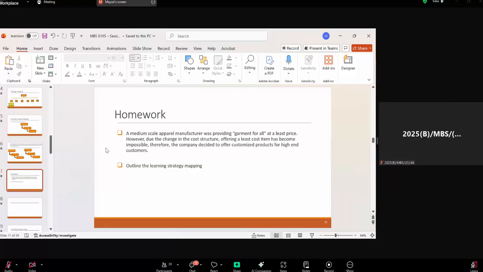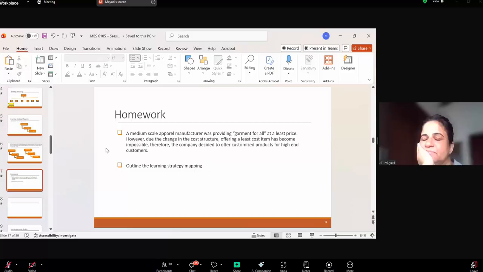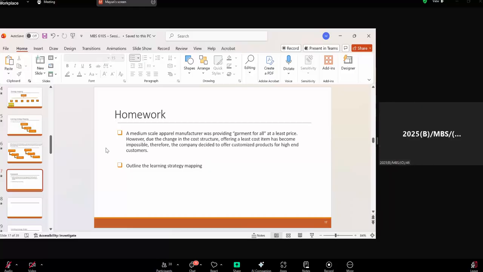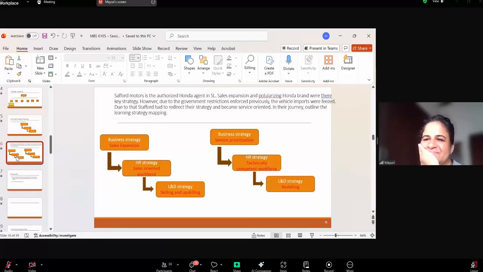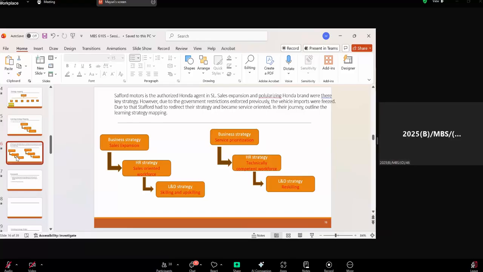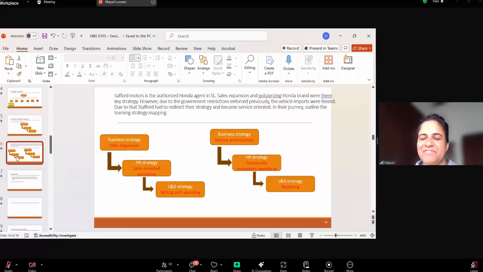Excuse me, madam. Yes, go ahead. Sorry, ma'am. Quick question. In that previous one, would you mind repeating why, when we are turning to service orientation, the requirement is to become technically competent? What is service orientation? Focused on the customer service as opposed to just the product. No. So this is Stafford Motors. What type of a company is it?